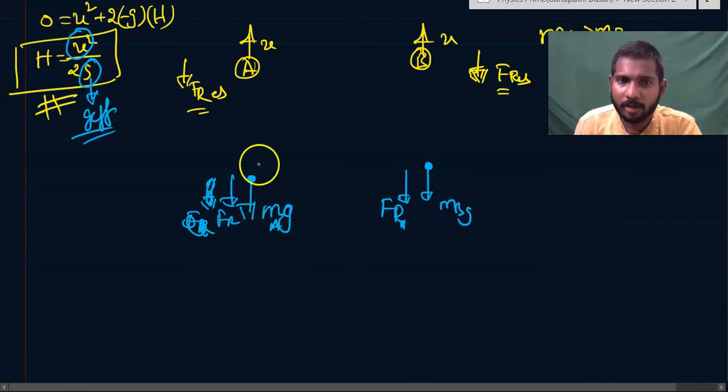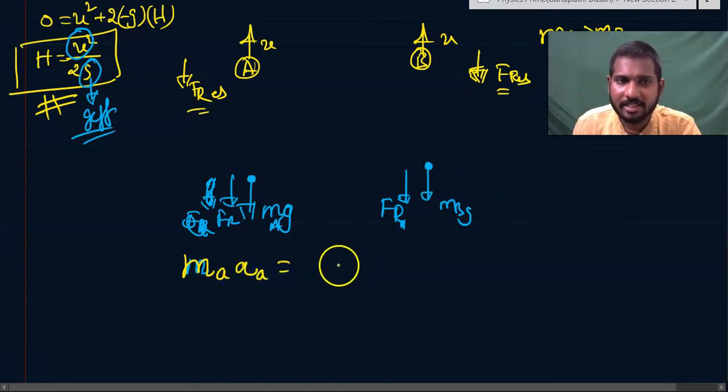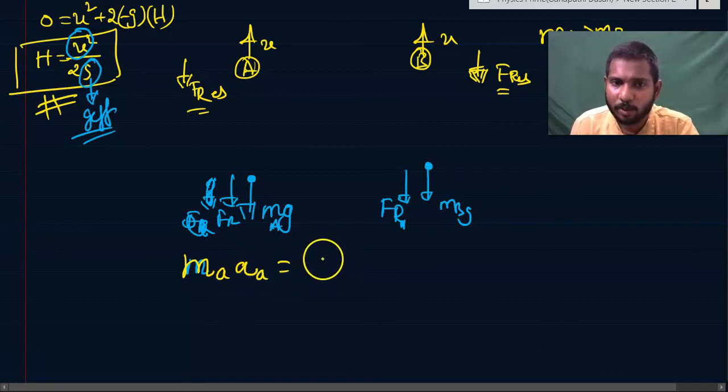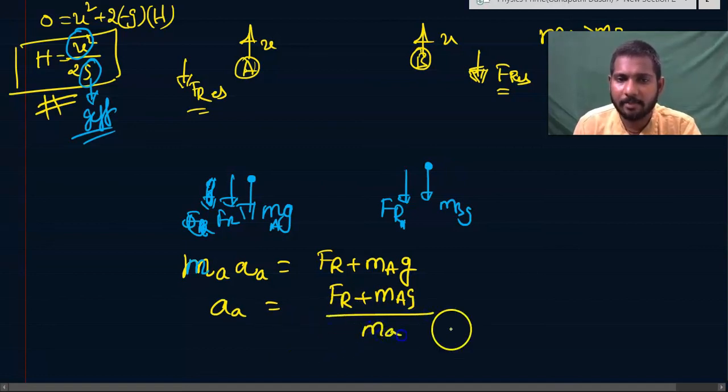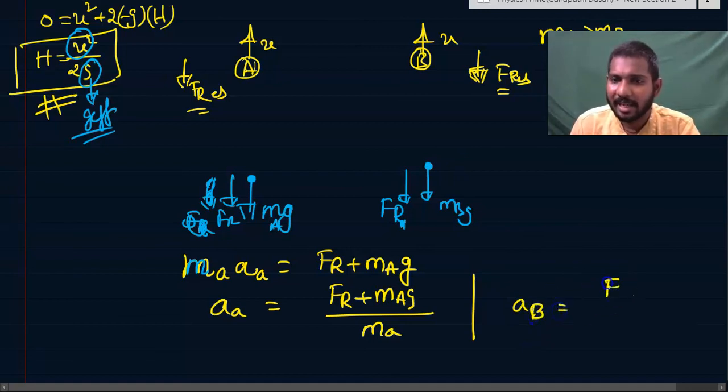Net force on block A is equal to mass into acceleration of the first body. So mass A into acceleration A is equal to net force. What is net force? Fr plus mAg. What is acceleration in case 1? Fr plus mAg divided by mA. In a similar way, what is acceleration in case 2? Fr is same plus mBg divided by mB.